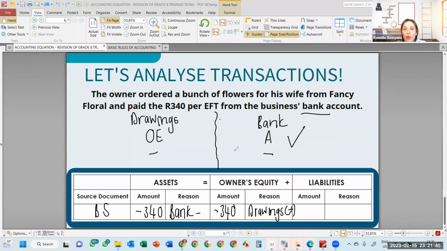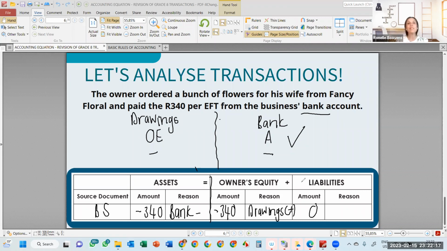Please note, obviously no liabilities, that drawings is not an expense. It is one of the two owners' accounts in the business, capital and drawings. Let's lastly double check. Have we managed to keep this accounting equation in balance right through all our transactions? Yes, because over here we have minus 340 equals minus 340 plus 0.